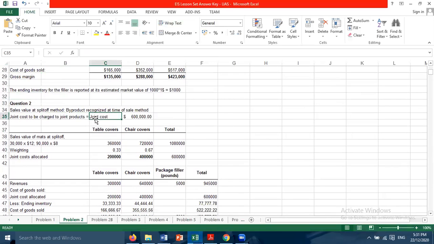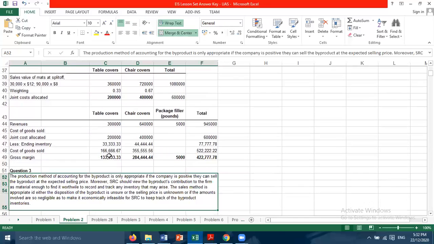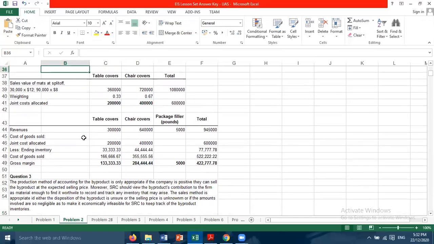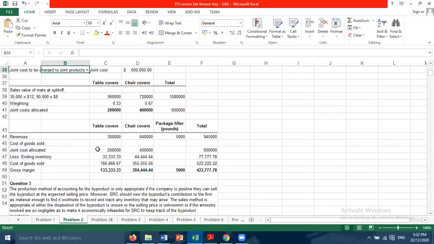So in this case, the joint cost stays 600,000 as we use the sales method to account for byproducts. So once again, we just need to repeat the process we did before. We find the same weighting, of course, and we allocate it to the total joint cost, which this time, if we use the sales method, is 600,000. So table covers will be allocated 200,000 and chair covers will be allocated 400,000. Okay, now this time we also need to calculate once again the gross margin and ending inventory costs.